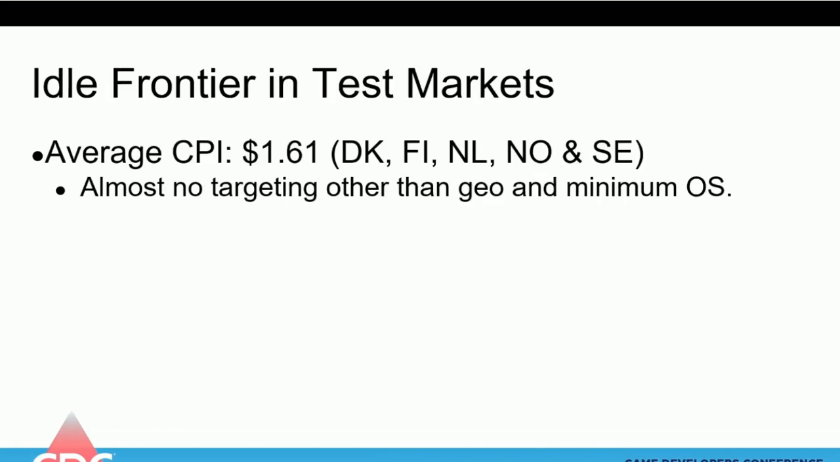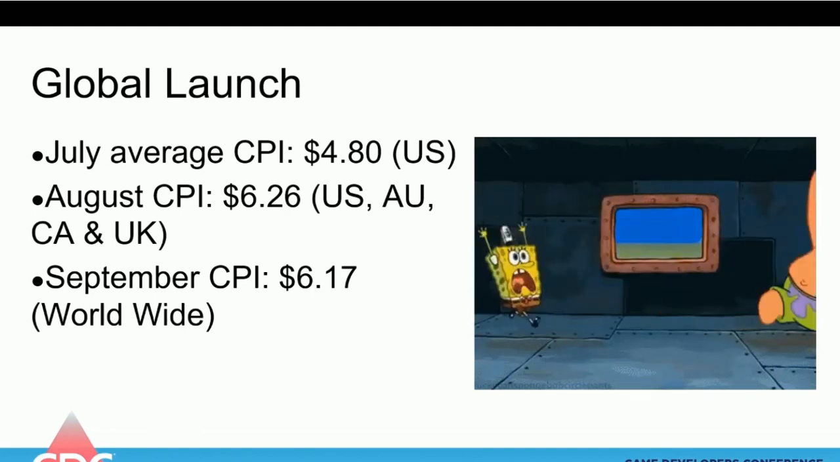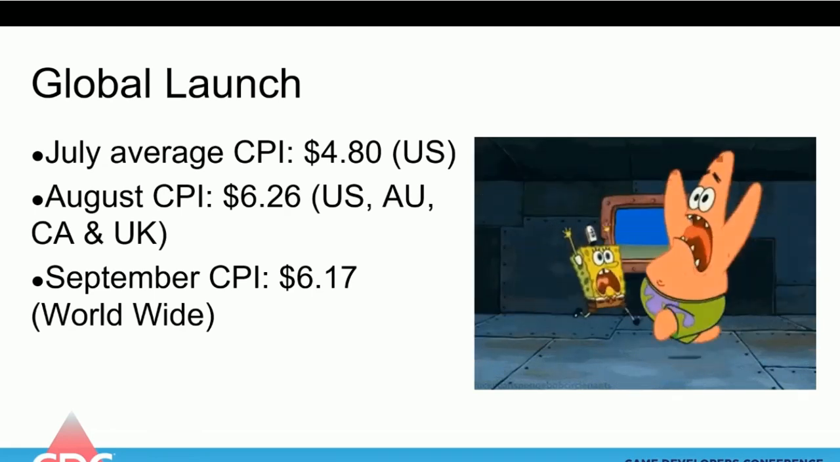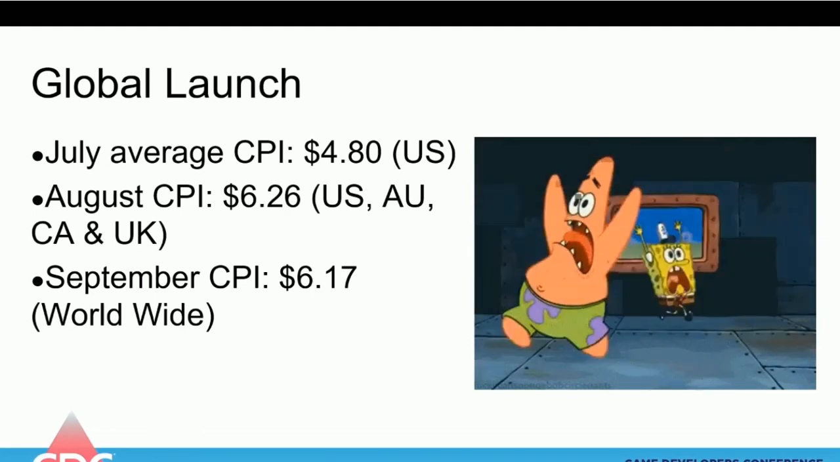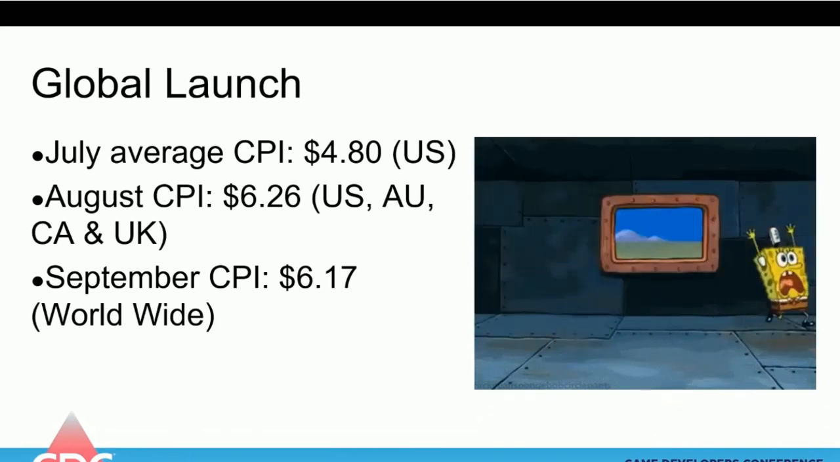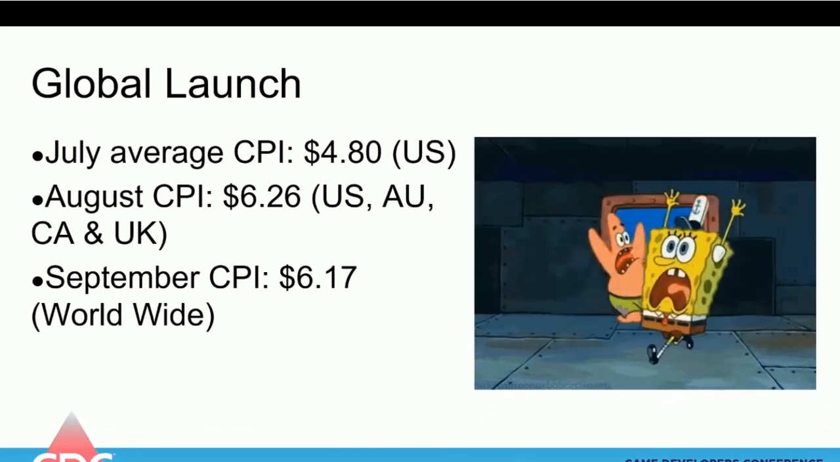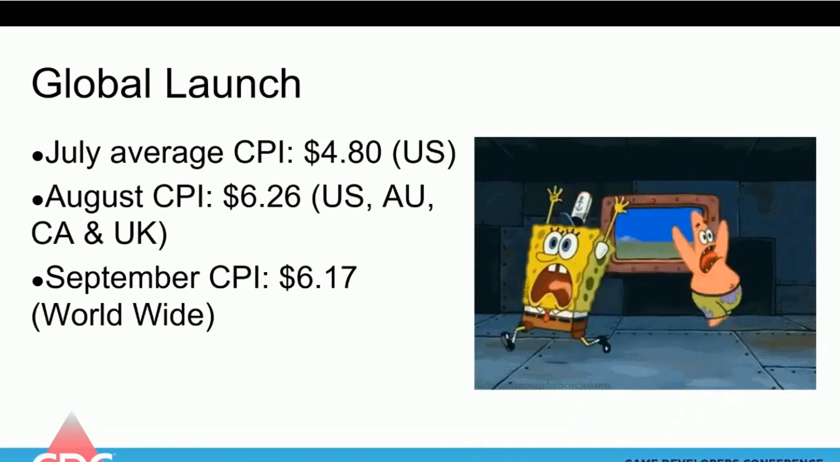Well, during test markets for Idle Frontier, our average CPI was $1.61, which was pretty close to what we would have expected from a casual game in these countries. But unfortunately, this created the incorrect expectation that the game would have a very low CPI in global launch. So when global launch happened, and remember, very different targeting, we had an average CPI of about $4.80, and some people started to get concerned.